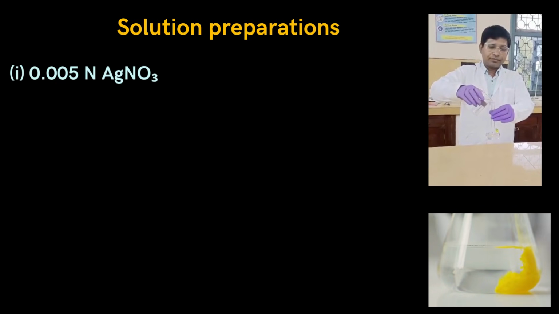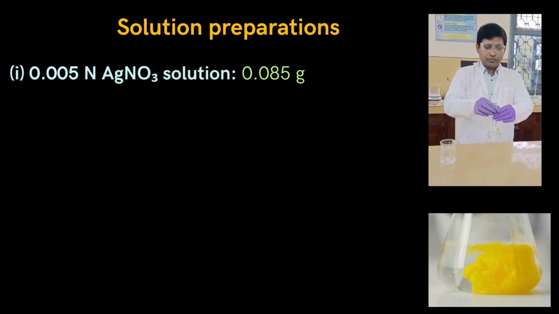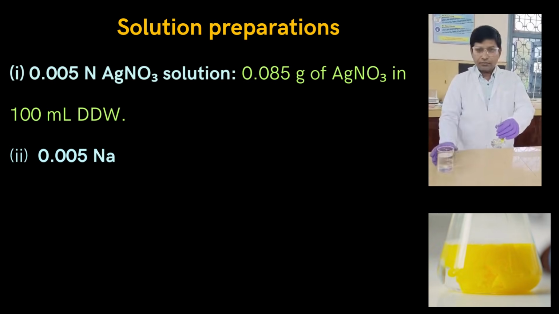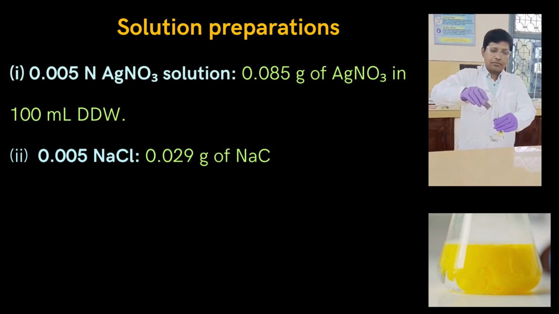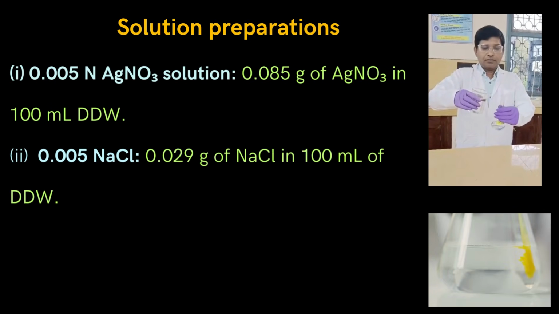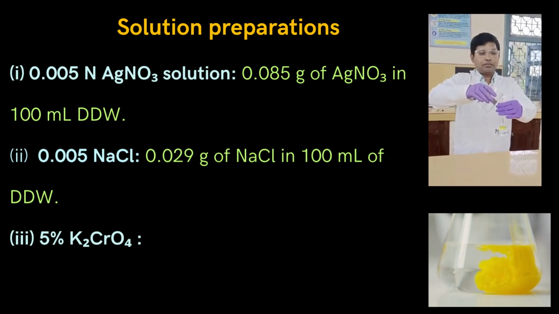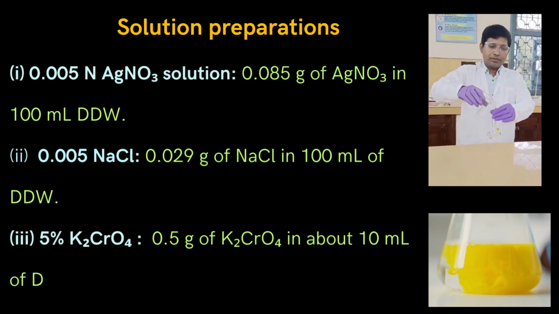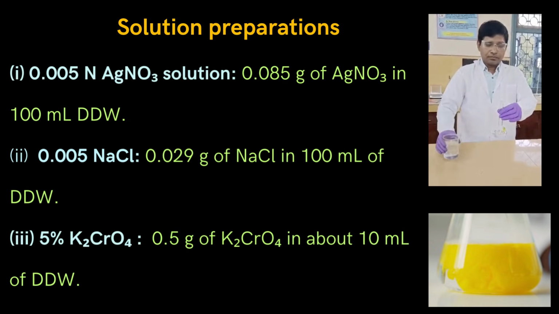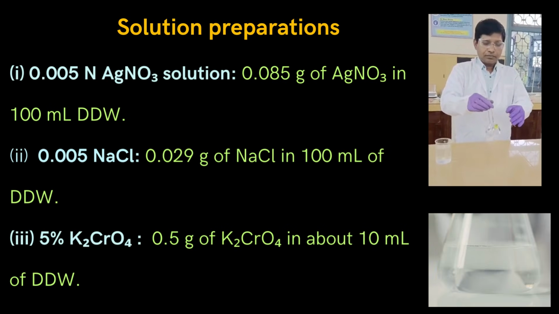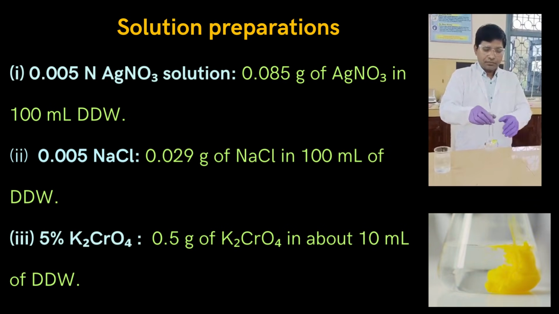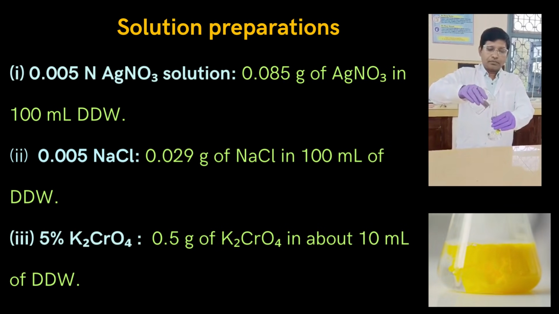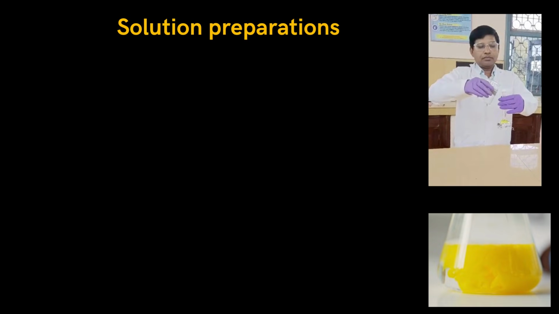Here we will see solutions needed for precipitation titration. First one is 0.005 normal AgNO3, prepared by dissolving 0.085 gram substance in 100 ml of distilled water. Second, 0.005 normal NaCl is prepared by dissolving 0.029 gram of NaCl in 100 ml distilled water. Third one is 5% K2CrO4 solution. For this 0.5 gram of substance dissolved in 10 ml of DDW.